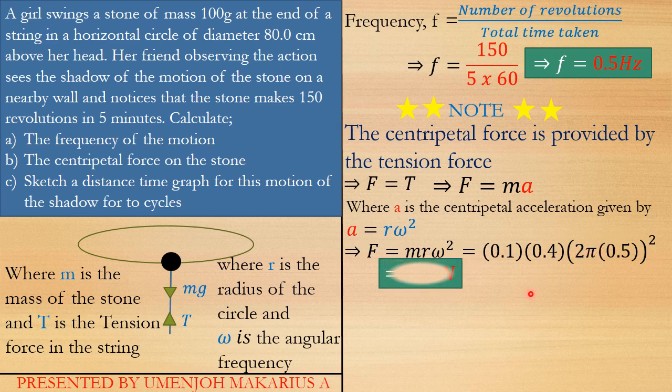So if we punch that in a calculator, guys, we are going to see the answer to be 0.39 newtons, to two significant figures. Great. So friends, this is what we are going to have. This is the answer, the centripetal force we're asked to find.